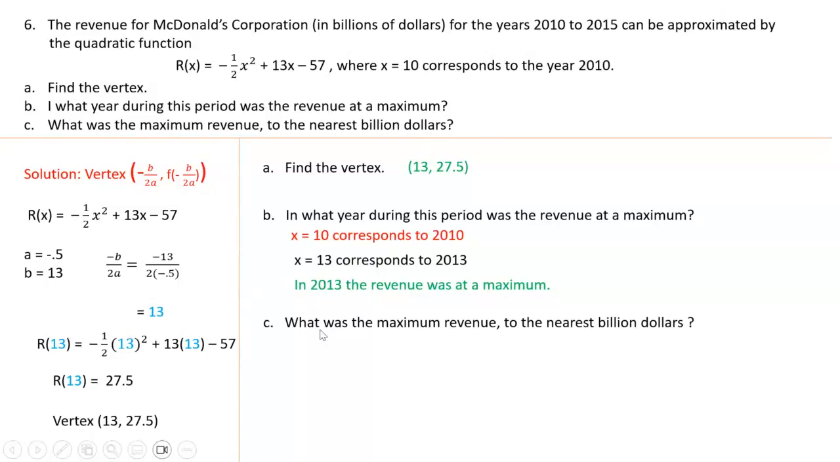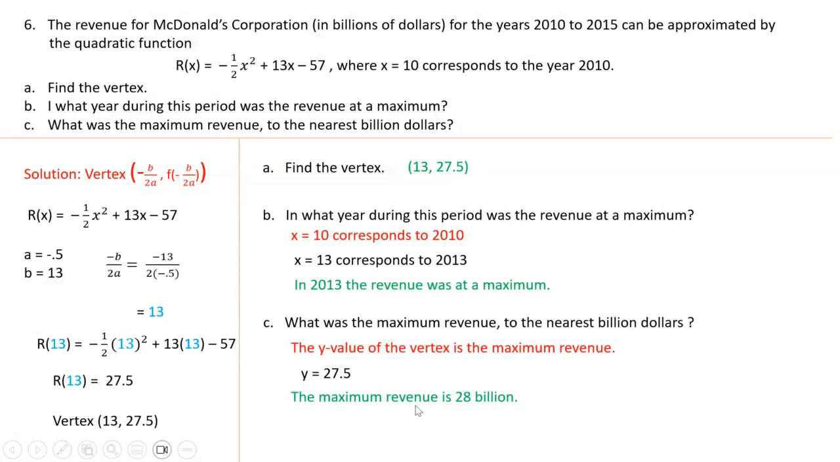Now for part C, what was the maximum revenue to the nearest $1 billion? So for part C, it's going to be the y part of the vertex, right? The y value of the vertex is always the maximum or minimum value, which was 27.5. But you're saying to round to the nearest billion, so it's going to be 28 billion. So the maximum revenue is about 28 billion. That's how we do these type of problems. And again, once you find the vertex, you also found the answers for parts B and C.